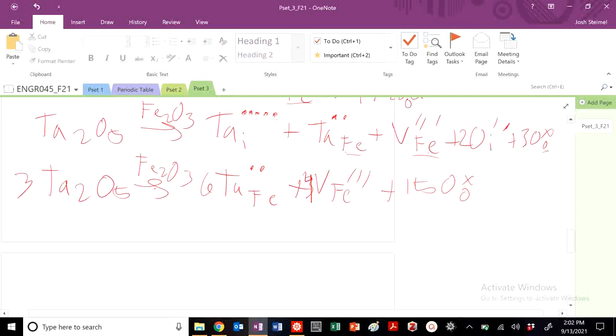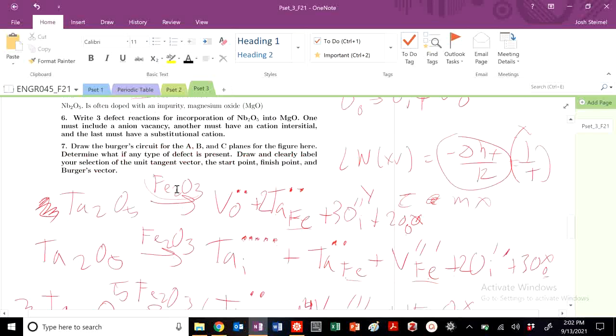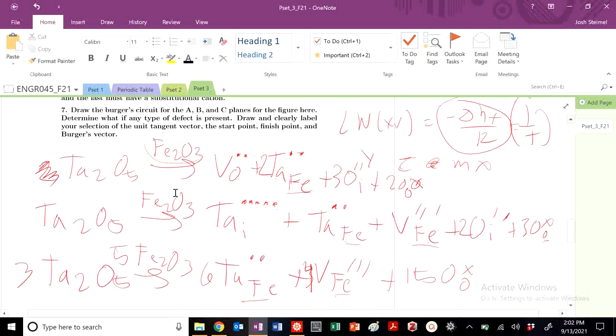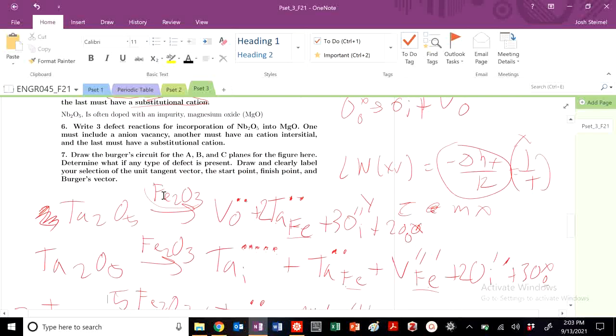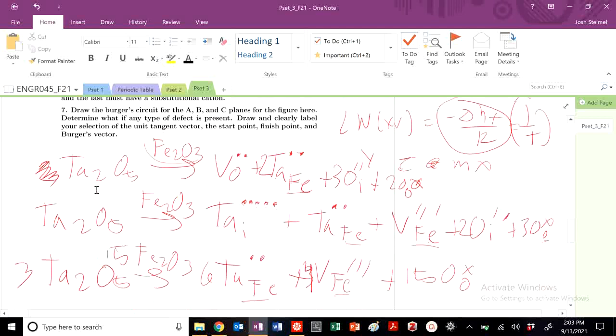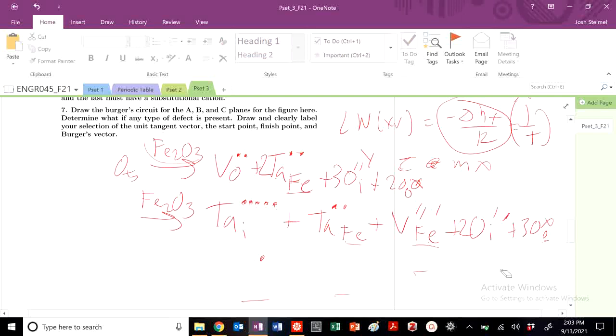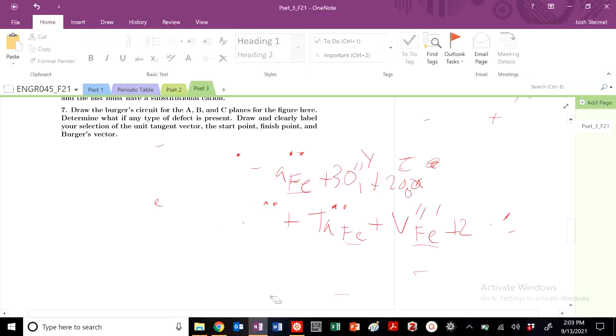Again, you should always do these slowly, students. So I've got 6 Fe, I've got 4 Fe, so that's 10 Fe, so 5. Voila. Got it. So let's do the same thing now for Nb2O5 with MgO. All right, so let's go ahead and erase. Let's go ahead and get started. Let's erase.